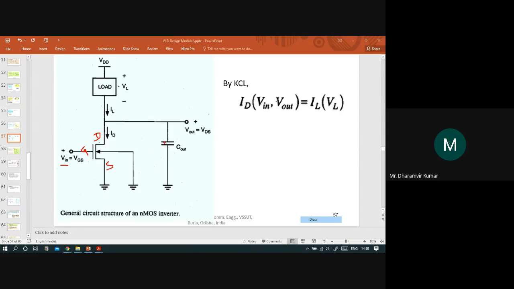The output terminal is taken from a point between the load and the drain of the NMOSFET. So this is the point from where the output is taken. This load in general can be a resistive load, or it can be a device itself.